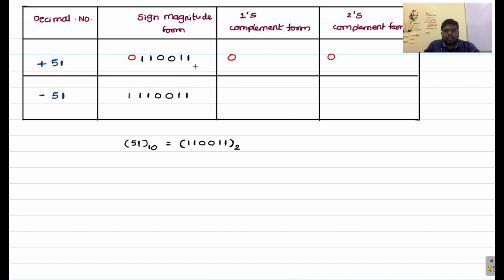And when it comes to magnitude bits, the same magnitude bits are repeated in ones complement form as well as twos complement form. Those are 110011, and in the same way twos complement form also has the same bits, 110011. That means for positive numbers, sign magnitude representation, ones complement representation, and twos complement representation, all three have the same number. Okay, for positive numbers. When it comes to negative numbers, it will be changed.